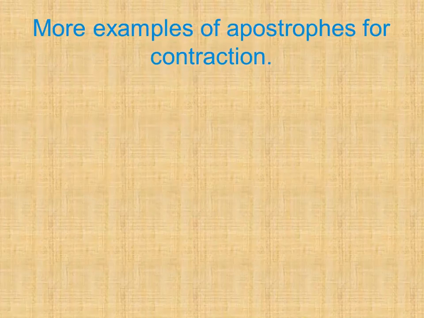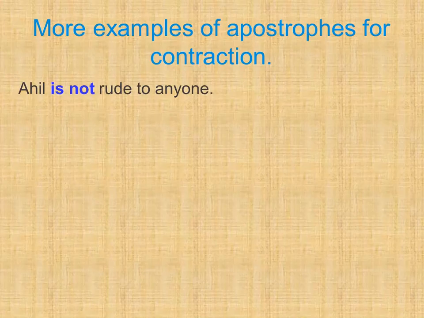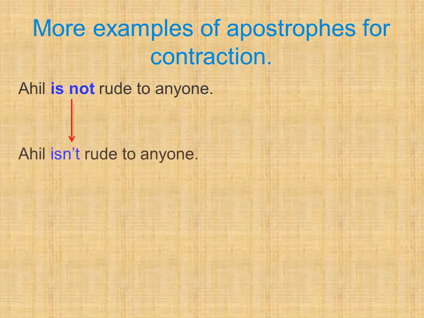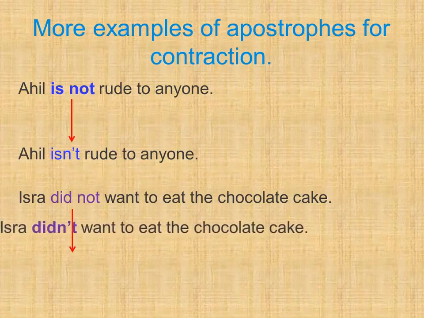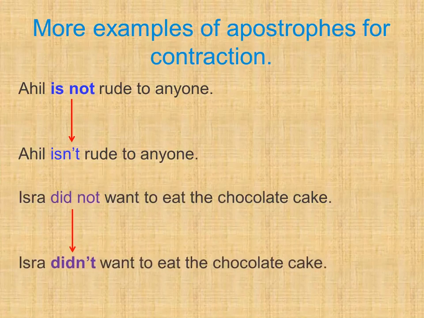Let's look at a few more examples. Ahil is not rude to anyone. Is not are the two words that we are looking at, and we want to write these in the contracted form with the help of apostrophe. Ahil isn't rude to anyone. Isra did not want to eat the chocolate cake. What will it be? We want to change did not and write it as a contracted form using apostrophe. Isra didn't want to eat the chocolate cake.